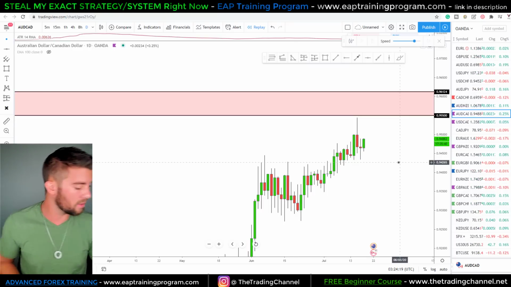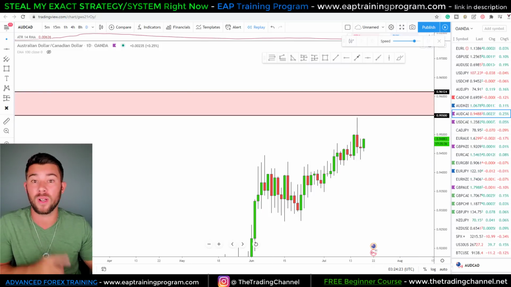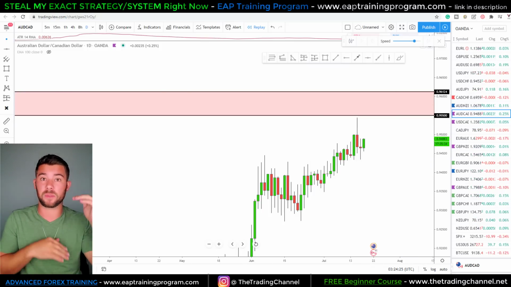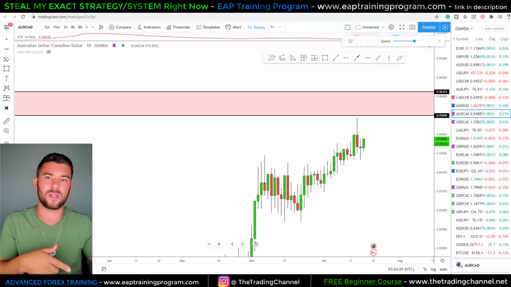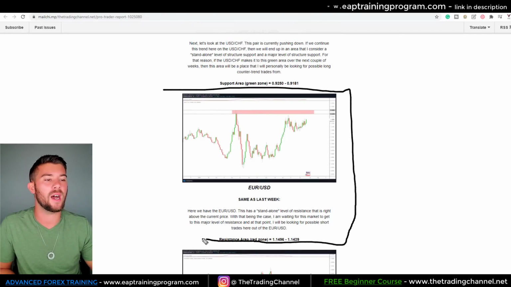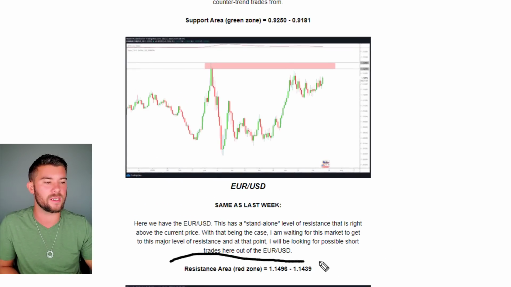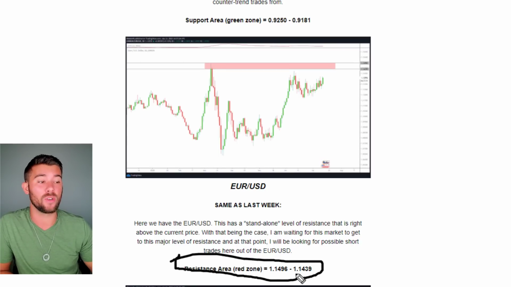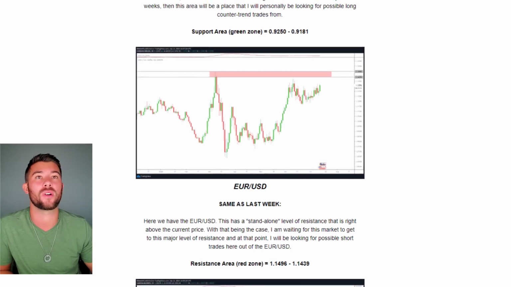The next one we're going to take a look at is going to be the euro dollar. First off, let me show you the Pro Trader Report on the euro dollar to show you that I was pointing this zone out before the market got anywhere close to it, and then we'll take a look at the euro dollar right now. So here is last week's Pro Trader Report, as you can see right here, and I'll zoom in on it for you. I was looking at the euro dollar and saying that there was an area of resistance around 1.1496 to 1.1439. So let's go to the euro dollar chart now.